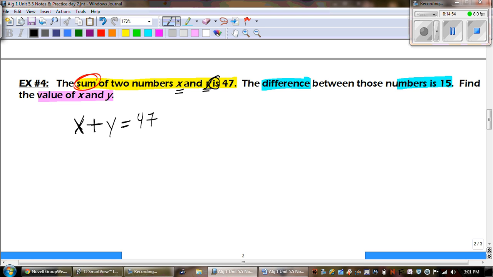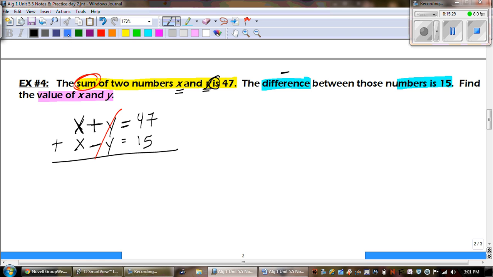Well, that wasn't too bad. But the next one says the difference between those numbers is 15. What are they talking about, the difference? Well, difference means to subtract. And we're saying that if we subtract those same numbers, we would get 15. Okay? Now, the nice thing about these problems is when we add them, look at what happens. Are those already opposites? Yeah, and they cross out.